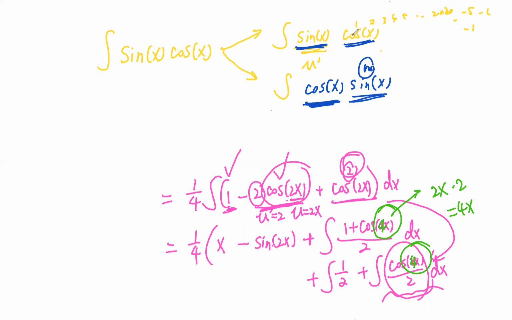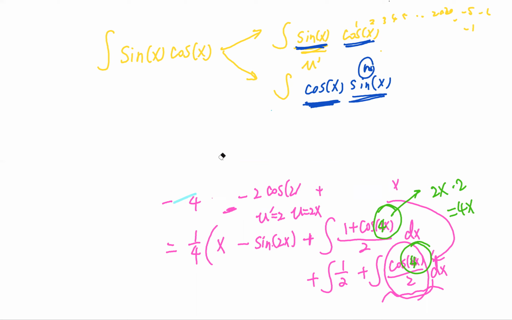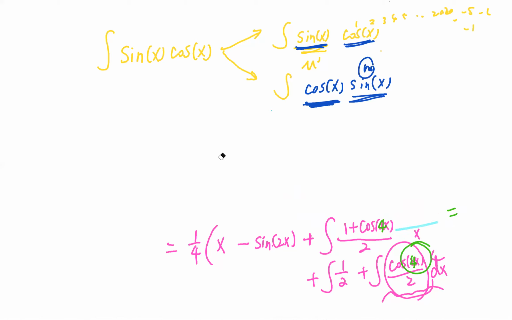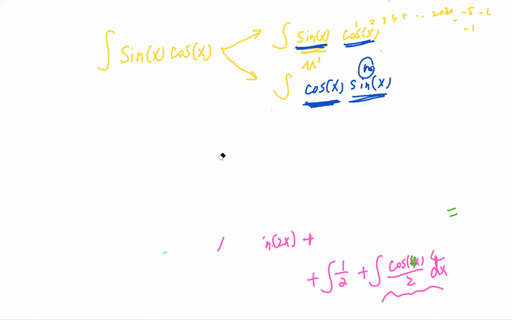But sometimes we may not have one single sine or cosine in front. It's our job to make it, or you have to figure out a way to make it. That's what we're going to look at: different exponents for cosine x and sine x.